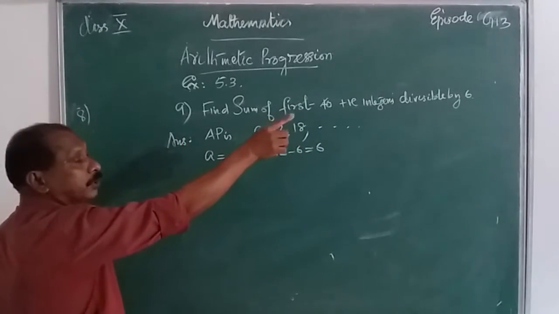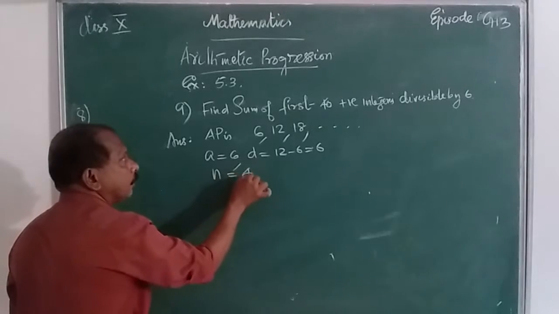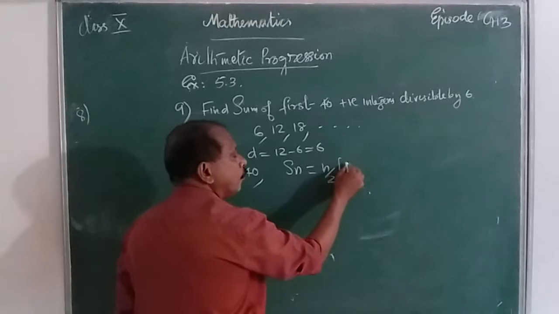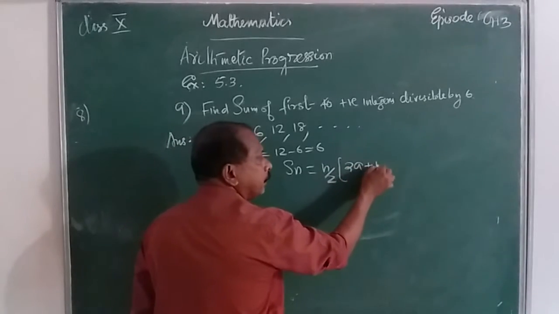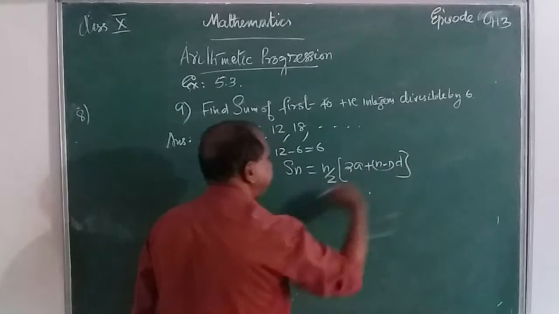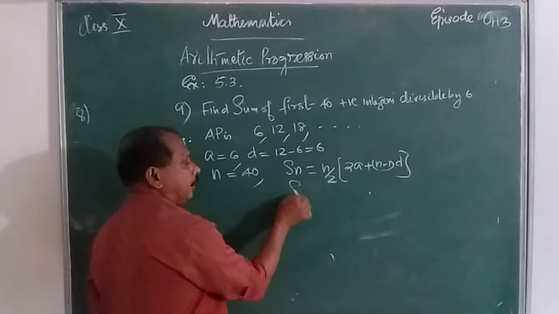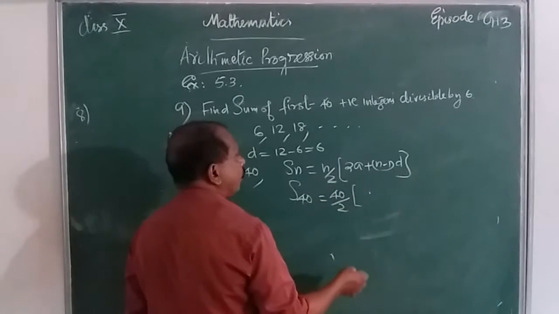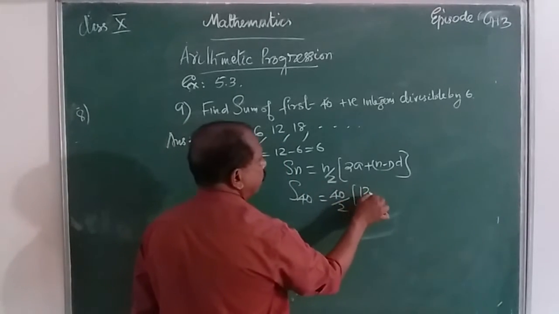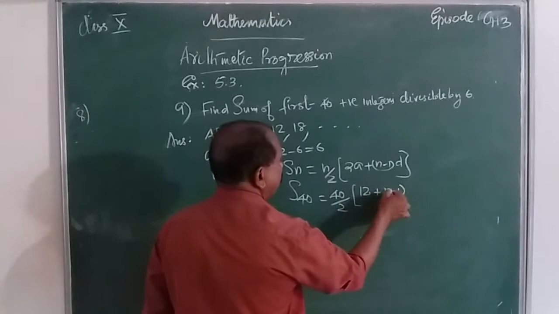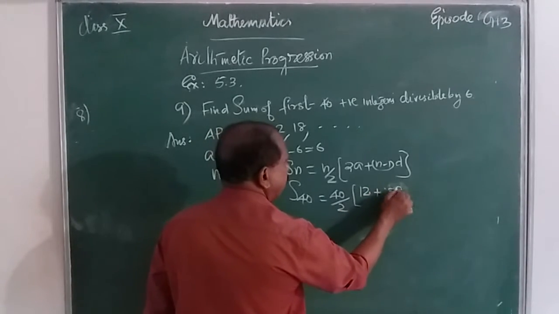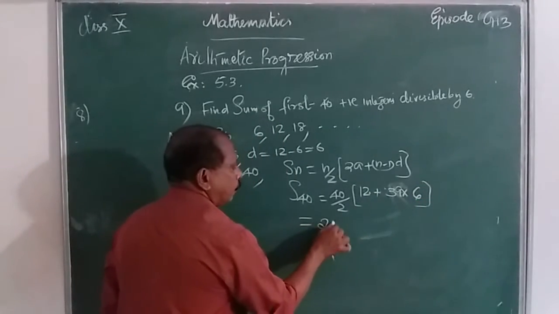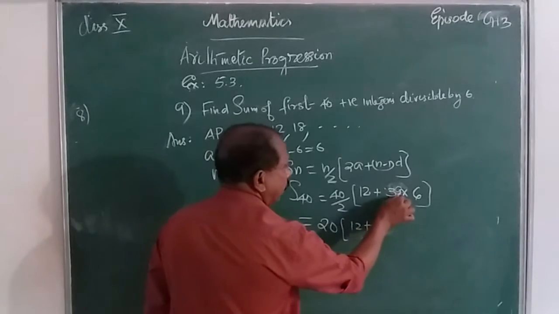First 40 positive integers. Therefore, n is equal to 40. Therefore, Sn is equal to what? n by 2 into 2a plus n minus 1 into d is the equation. Therefore, S40 is equal to 40 by 2 into 2 into 6, that is 12, plus n minus 1, that is 39, into d, 6. That is equal to 40 by 2 into 12 plus 39 into 6.